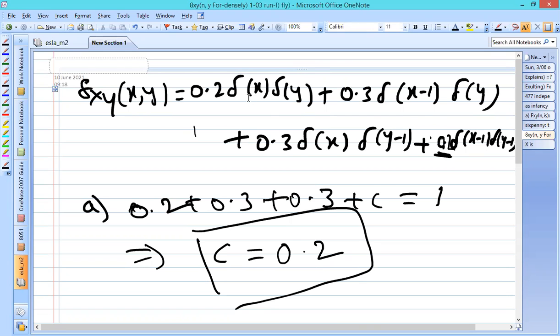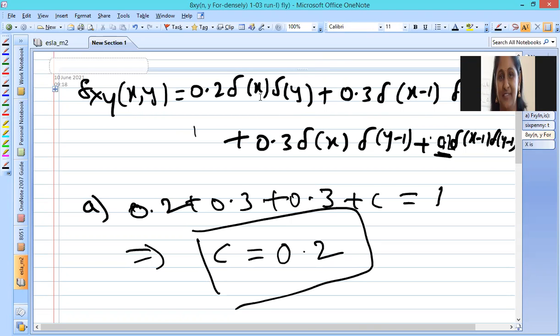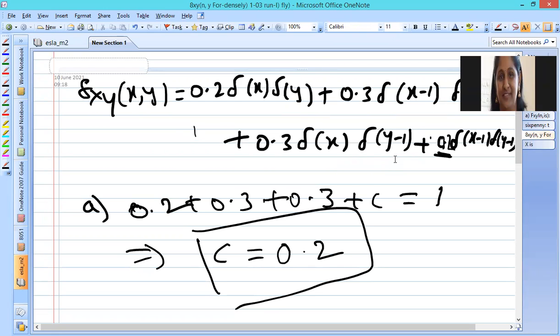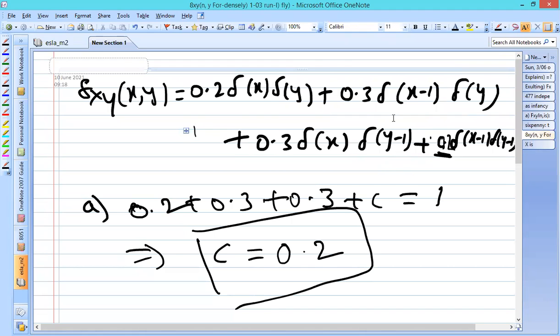Suppose you observe this equation: here we have delta of x, delta of y. In the next expression we have delta of x minus 1, delta of y, and in the third term we have delta of x, delta of y minus 1. If you observe the whole equation, x and y both are taking the values between 0 to 1. Whenever you take x as 1, we are going to eliminate all these three terms excluding the first term. The first term is 0.2 delta of x into delta of y.